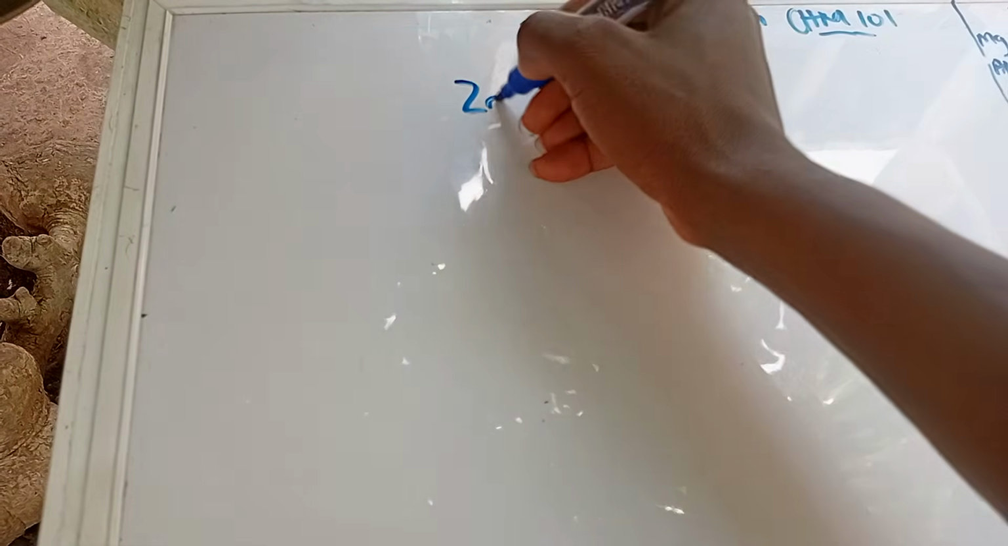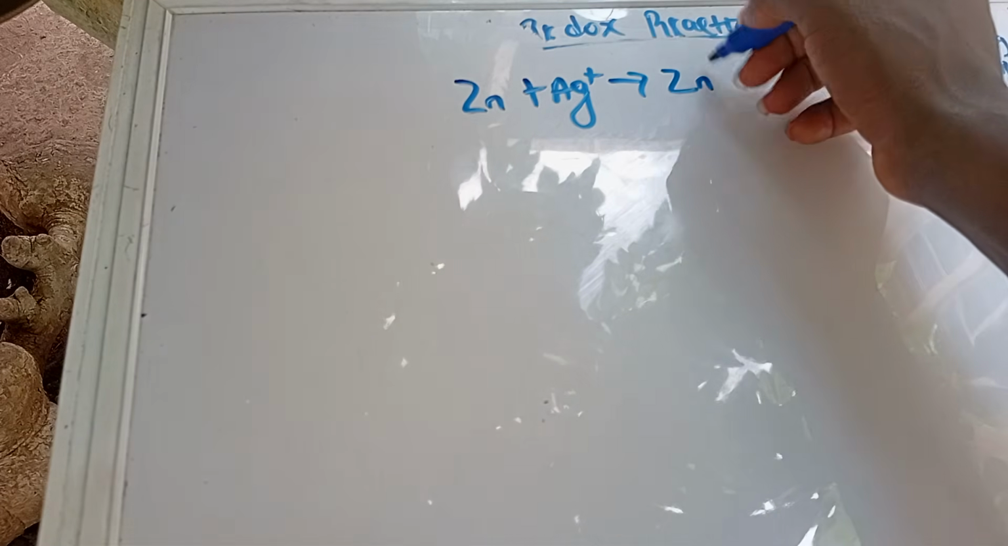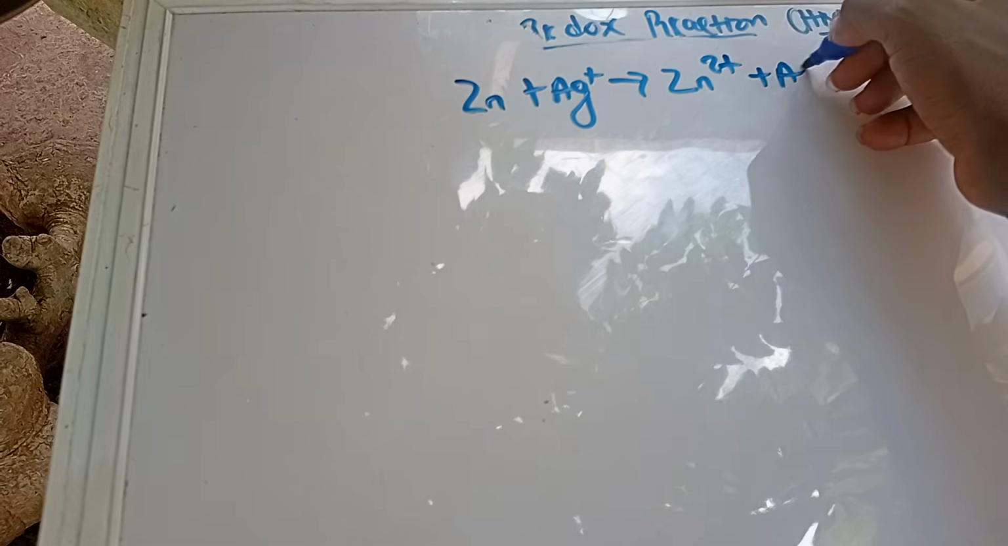Redox reaction, reduction and oxidation reaction. So we want to balance half reactions. Are we together? So now I have a few questions written down here. The first one is Zn plus Ag+ to give us what? Zn2+ plus what? Plus Ag.